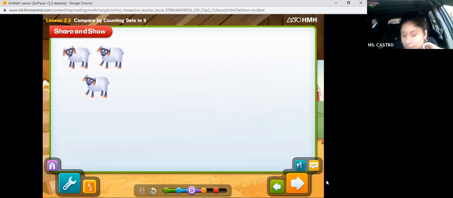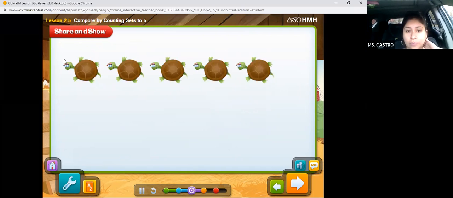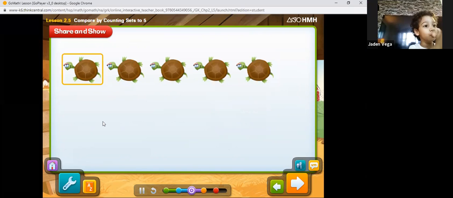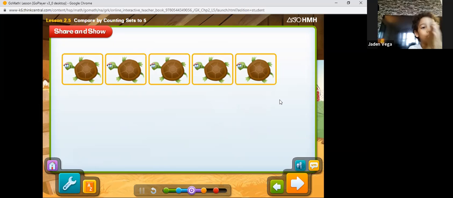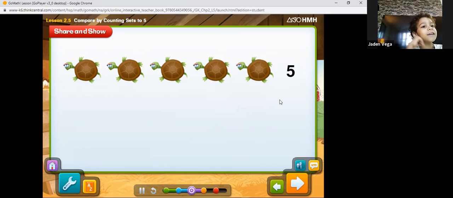Let's count to compare some numbers. How many sheep are in this set? Click them to start counting. 1, 2, 3. So you can use the number 3 to show how many sheep are in this set. Now click these turtles to count how many there are in this set. 1, 2, 3, 4, 5. You can now use the number 5 to show how many turtles are in this set.